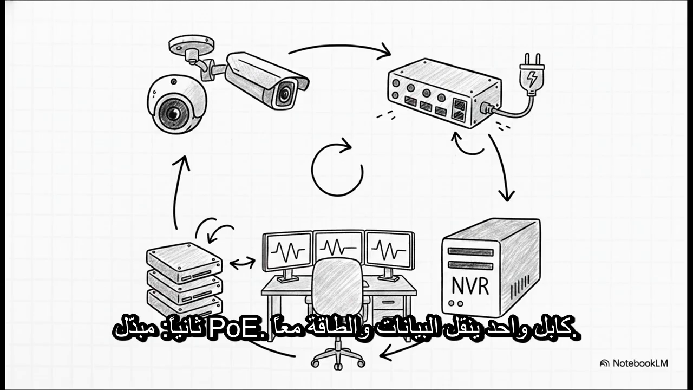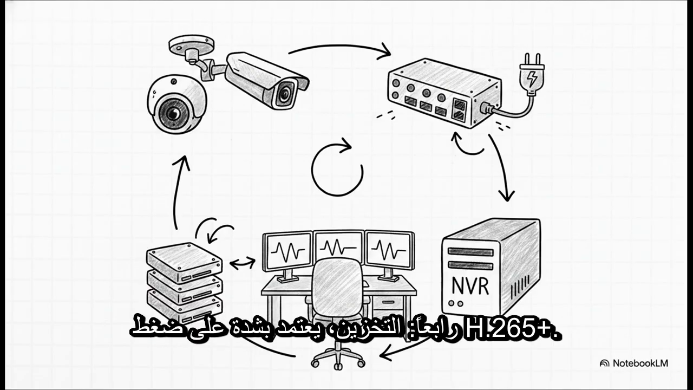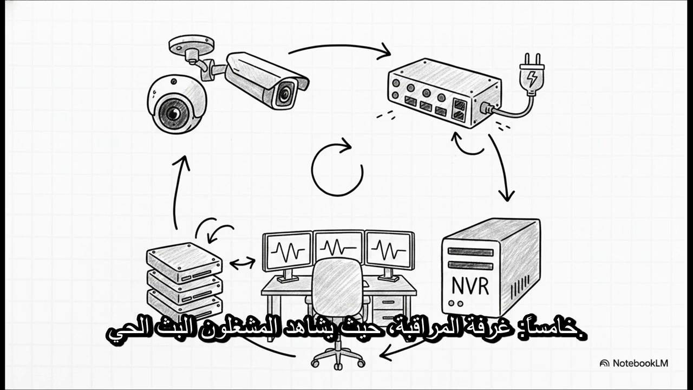Number 2, the PoE switch. Power over Ethernet is huge because one single cable carries both your data and your power, which completely eliminates the need for separate, clunky power supplies. Number 3, the NVR, or network video recorder, which manages and records all that footage. 4, your storage, which leans heavily on H.265 plus compression. And finally, number 5, the monitoring station, where operators actually watch the live feeds.